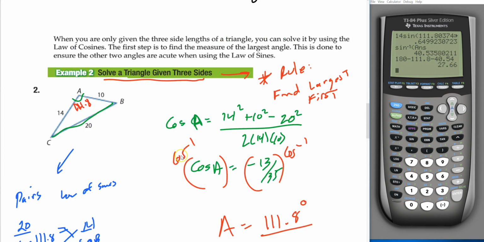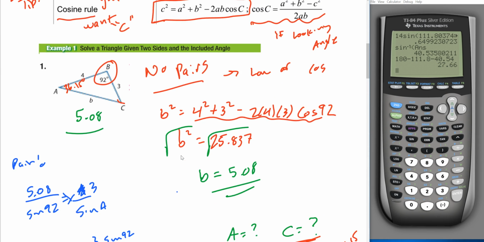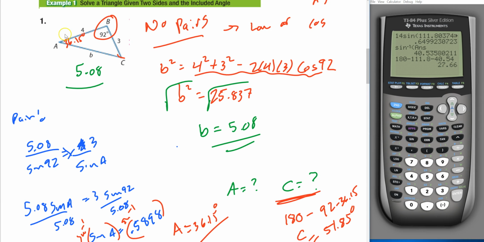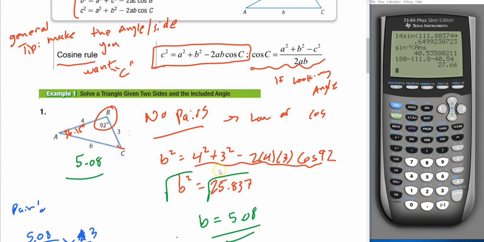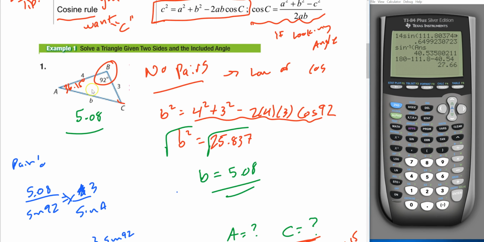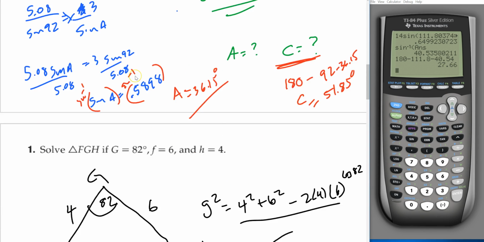So those are two types of problems. In one of them, you're looking for a side. So again, no pairs, law of cosines. If you have a pair, you can do law of sines. If you have no pairs, you can do law of cosines. If you're looking for a side, use this formula right here. Just plug it in, putting it all into your calculator. Don't forget to square root it. And once you have that, you have a pair. You can do law of sines if you want.